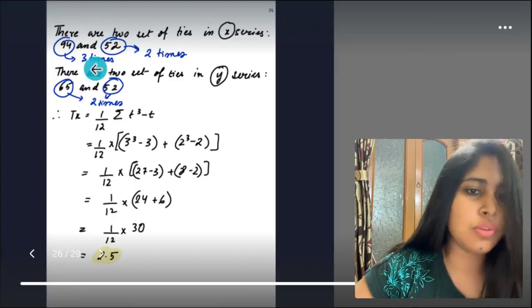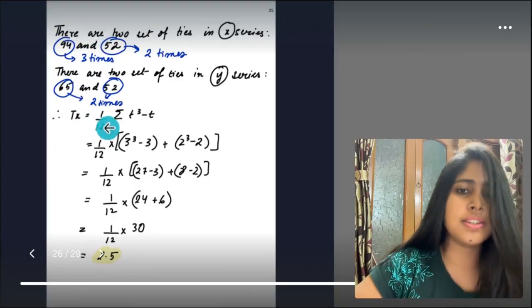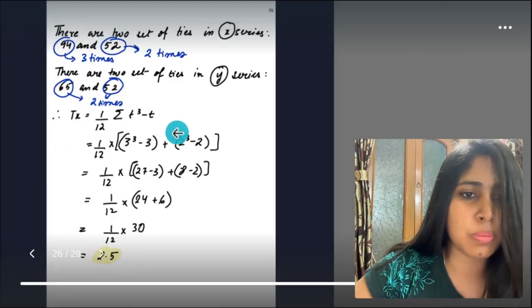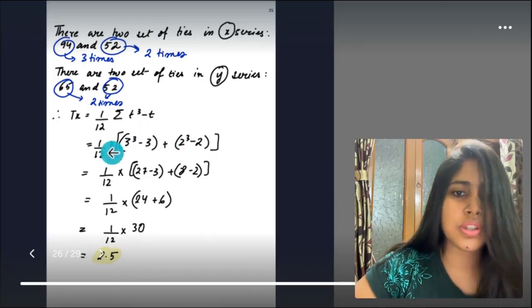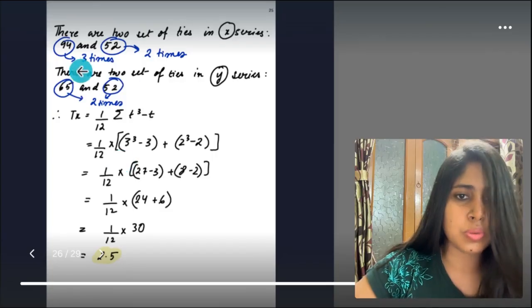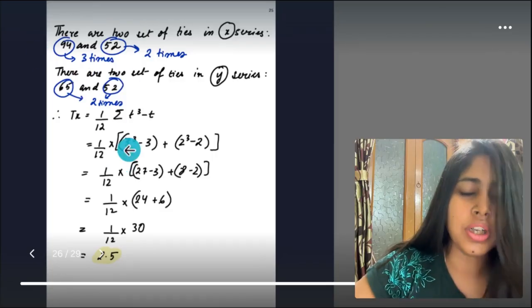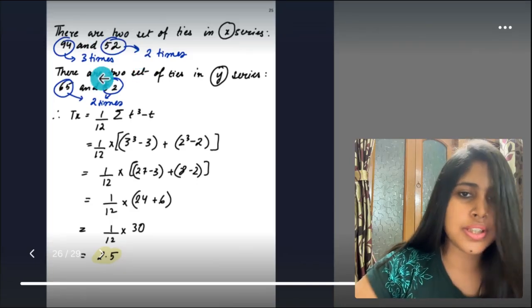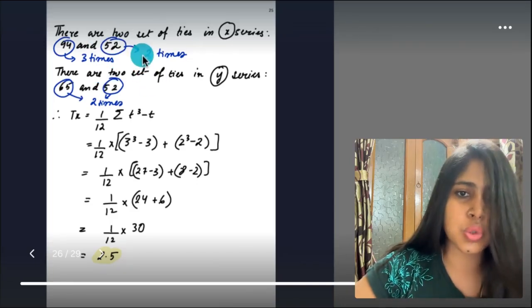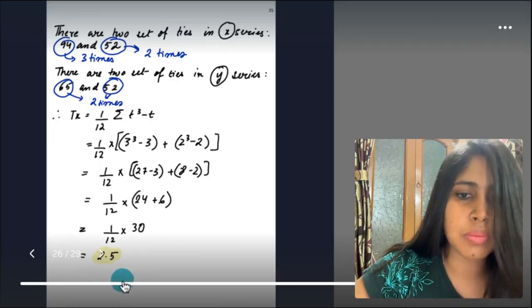So for this, how will you calculate tx? Tx is equal to 1 by 12 summation of t cube minus t. So t is the number of tied cases basically. So it is equal to 1 by 12 into 3 cube minus 3, for the first one, 94, plus 2 cube minus 2, for the second case, which comes 2 times. The answer comes here as 2.5.